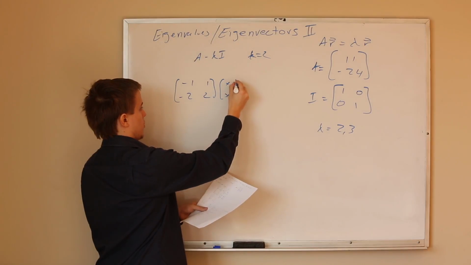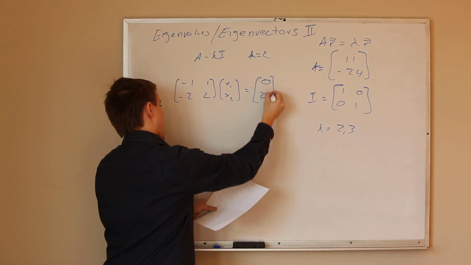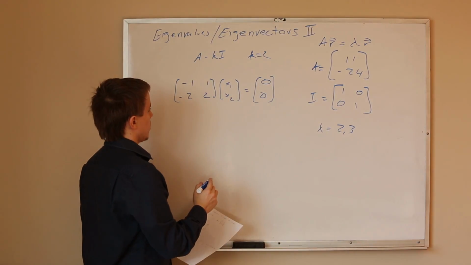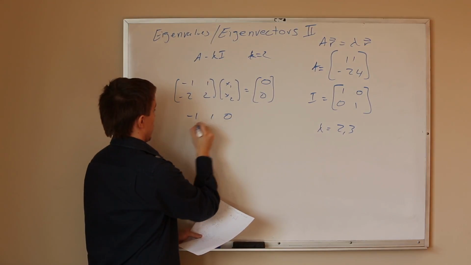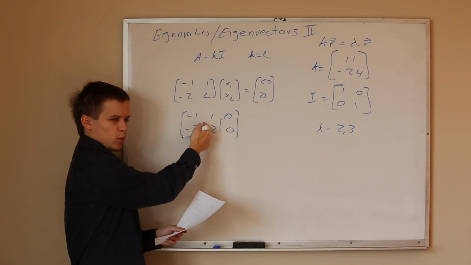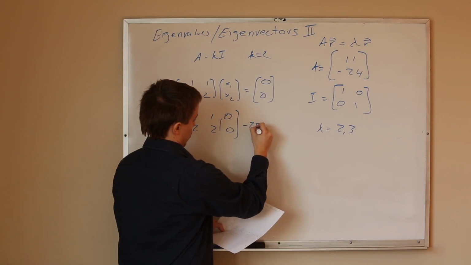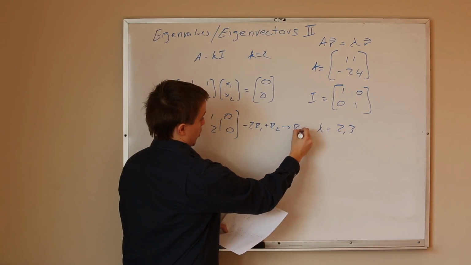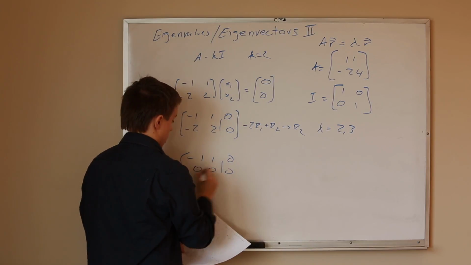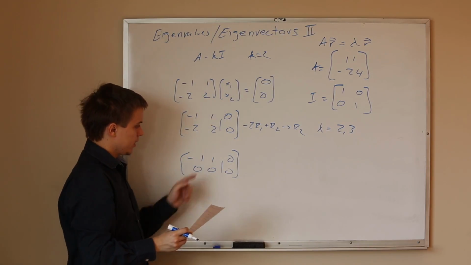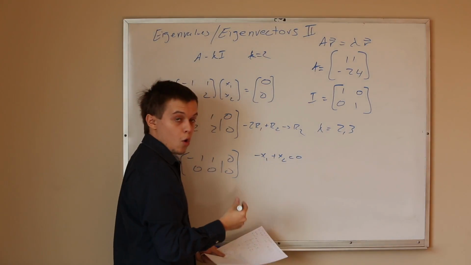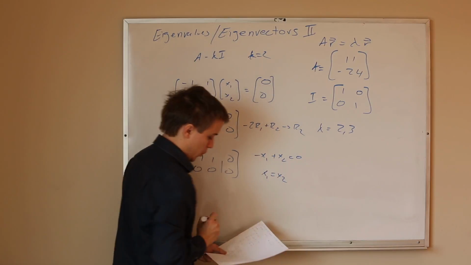And to compute the null space, this is the equation for computing the null space of any particular matrix. So we use Gaussian elimination. We can augment the matrix, and we can quickly see that one row is a multiple of the other. So I can take negative 2 r1 plus r2 and put that into r2, and we get the following. The top row stays the same, and the second row becomes a row of zeros. From this, I can see that negative x1 plus x2 equals 0, or in other words, x1 equals x2.